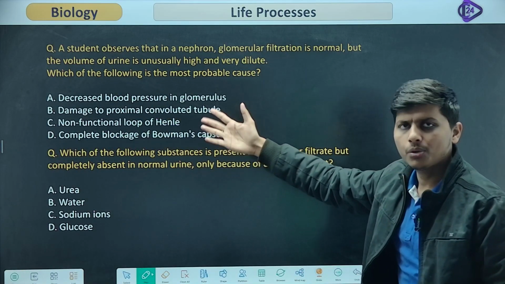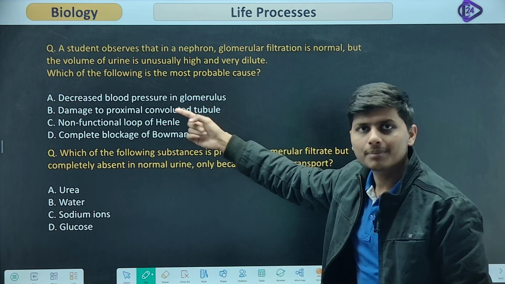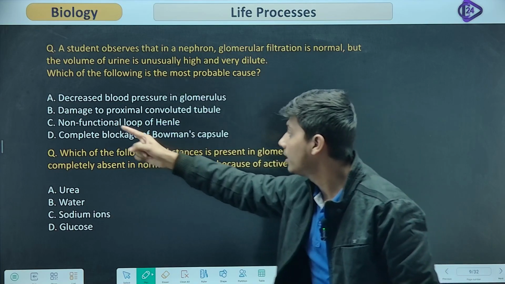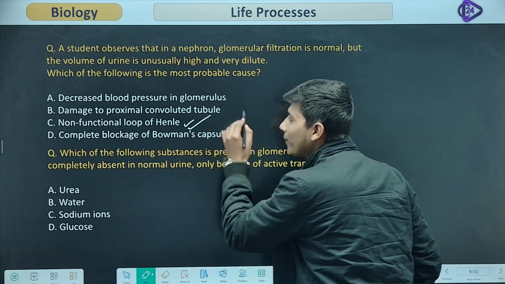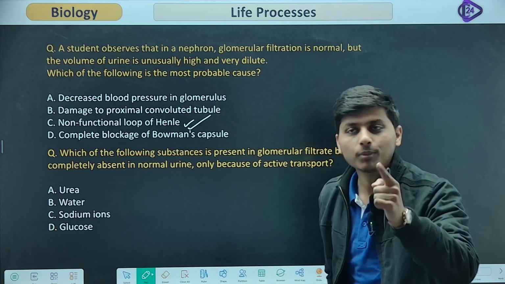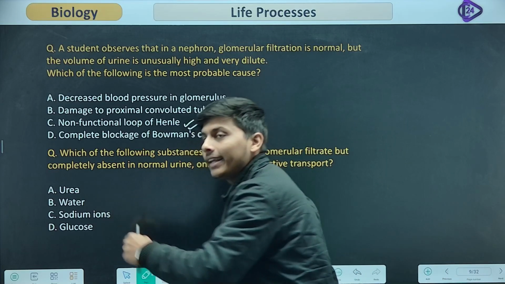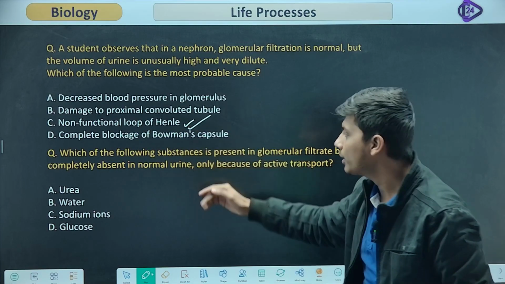Decreased blood pressure? No, not related. Damage to the proximal tubule? Absorption of water occurs there, but not as much as in other parts. Non-functional loop of Henle. Yes, non-functional loop of Henle. As we know, the function of the loop of Henle is to reabsorb water from the descending loop of Henle. So the answer will be non-functional loop of Henle. Come to the second question.